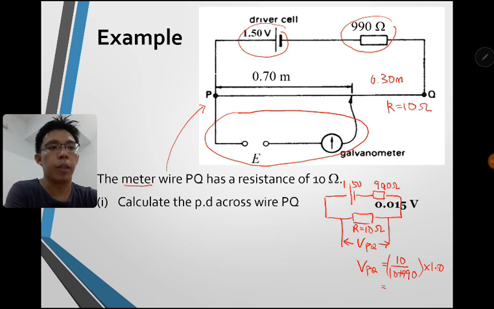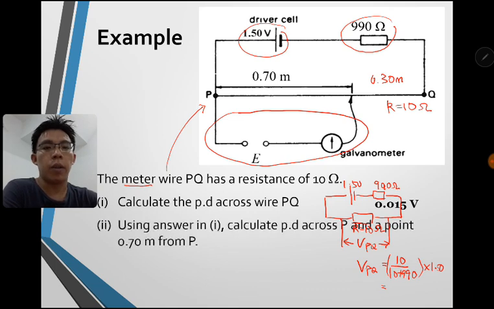Okay, so once you get this, it's 10 divided by 1000 times 1.5. So the answer will be 0.015 volt. Okay, it only takes 0.015 volt out of the 1.5 volt of the driver cell, which means that the rest is taken by the 990 ohm resistor. Okay, and this makes sense.